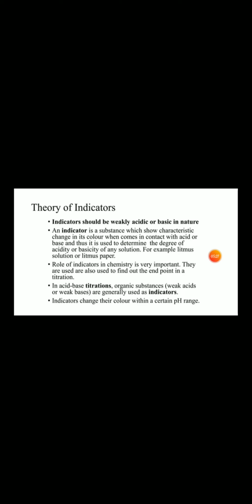In acid base titration, organic substances, weak acid or weak base are generally used as indicators. Indicators change their color within a certain pH range. pH ranges का भी इसमें बहुत सारा part है. According to the pH ranges, the color changes.